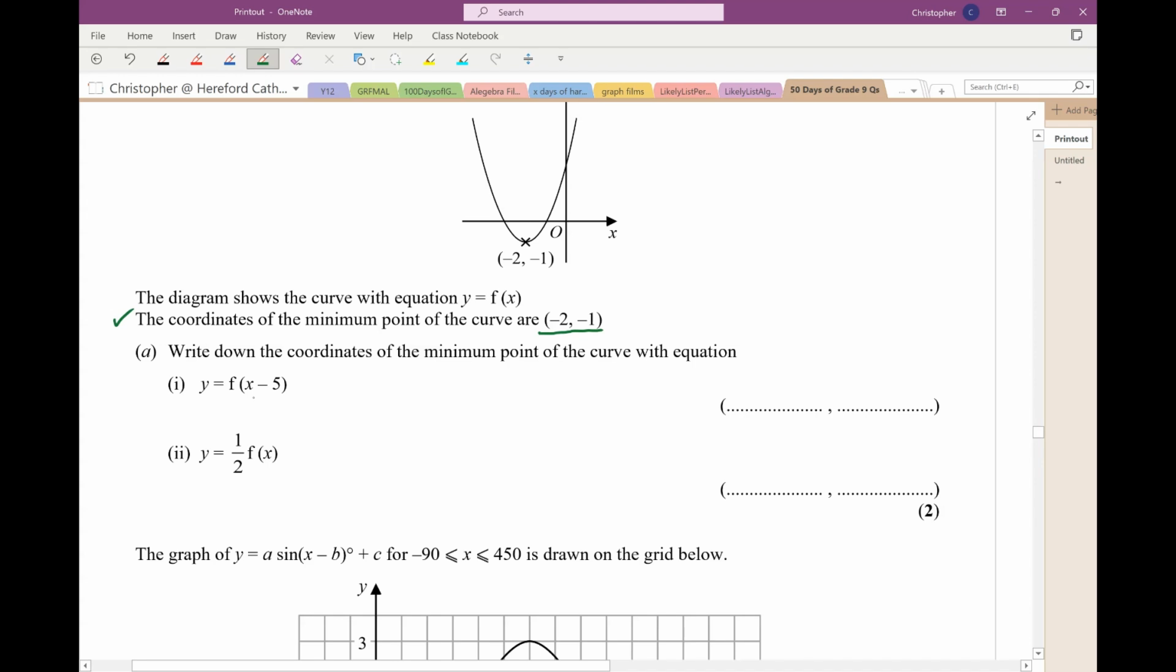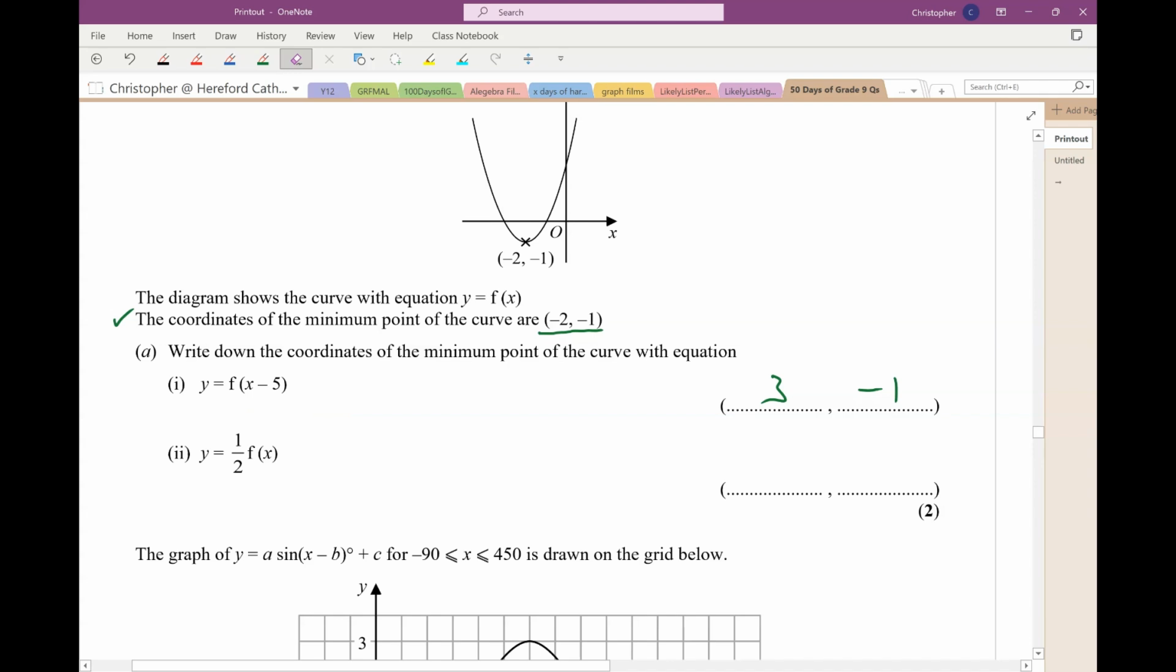Right, well, if it's y equals f of x minus 5 instead of f of x, remember the changes inside the brackets, we're going to move the wrong way. So the curve's going to move this way. So that minimum point is going to move 5 units in a positive direction. So it's not going to be minus 2 along anymore, it's going to be 5 units to the right. So that's going to be 3, but it's still going to be minus 1. It's still going to be the same y coordinate.